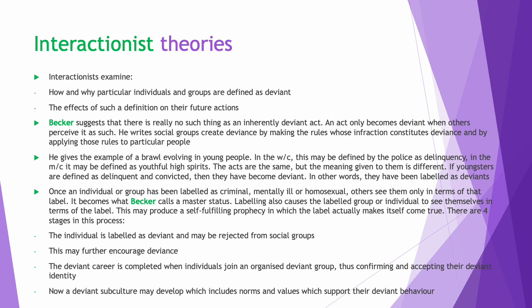There are four stages in this process. The individual is labelled as deviant and may be rejected from social groups. This may further encourage deviance. The deviant career is completed when individuals join an organised deviant group, thus confirming and accepting their deviant identity. Now a deviant subculture may develop which includes norms and values which support their deviant behaviour.